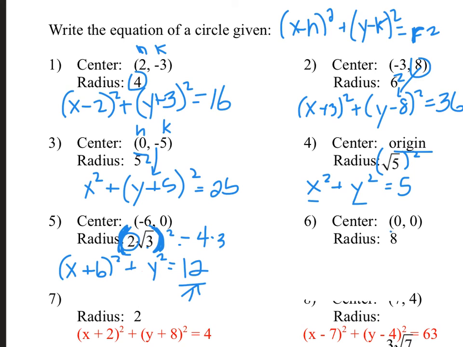Okay? Center is 0, 0. Well, that's just another name for the origin. So that's x squared plus y squared. And then 8 squared is 64. So these down here, I messed up. So anyway. Alrighty. I believe that's it.